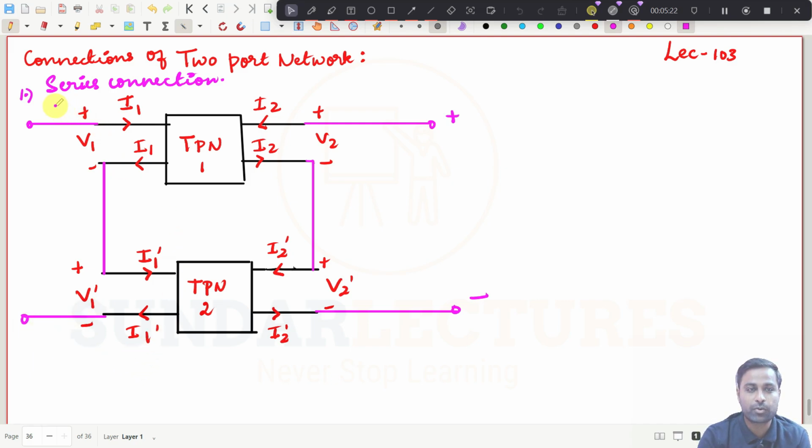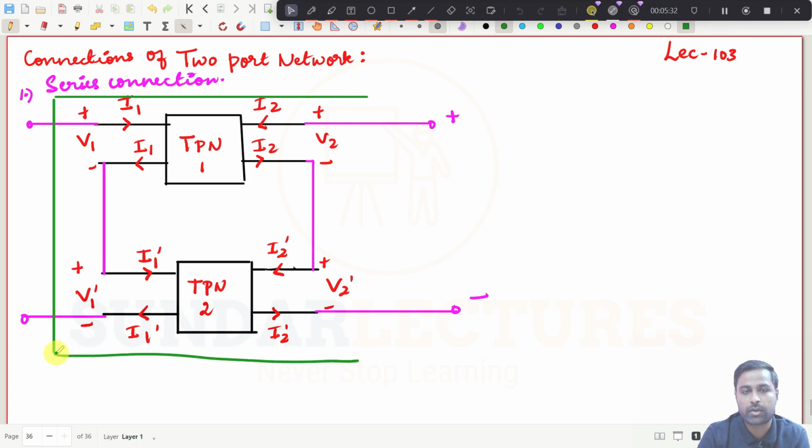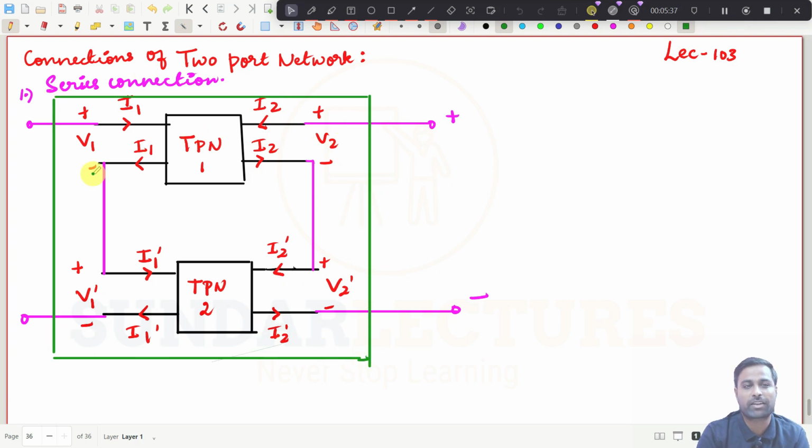Now this is our two-port network. I will go for a different color. See here, this is the whole network, and this is the input. This is the input voltage plus, minus, and this is the output voltage. So what will be the input voltage? Try to understand. This is V1 and this is V1 dash, so this will obviously be V1 plus V1 dash. And this one is V2 and this one is V2 dash.